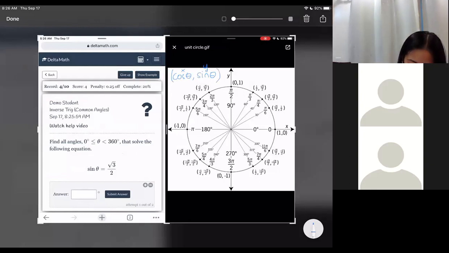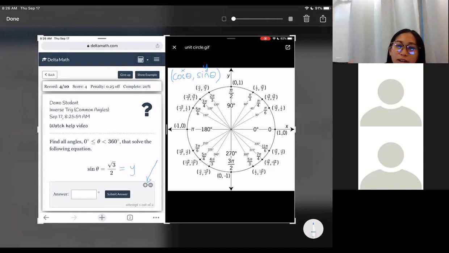Okay, so if they tell us sine of theta is equal to radical 3/2, then we know that our y value is equal to radical 3/2. Oh, if you want to put two answers in, use that plus sign. Okay, that was an answer to a chat message.